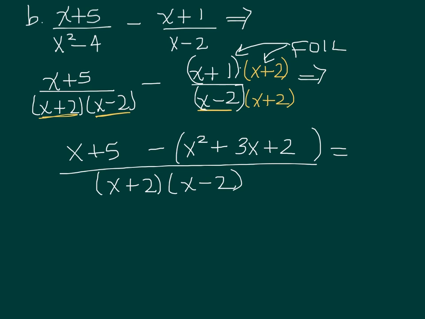Alright, so now we are subtracting. So that means this subtraction has to go for each term. So I'm going to write them in descending order. So I have -x squared. 1x minus 3x is -2x. And then 5 minus 2 is 3.